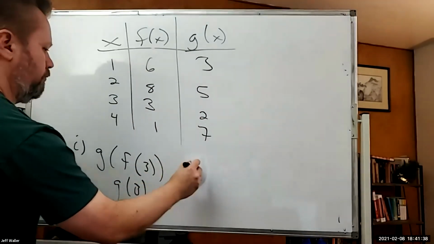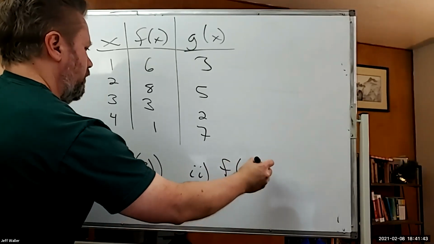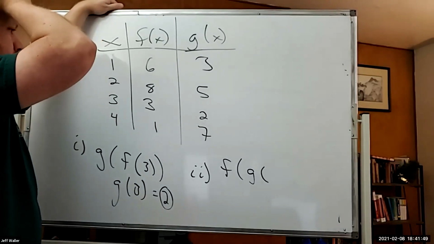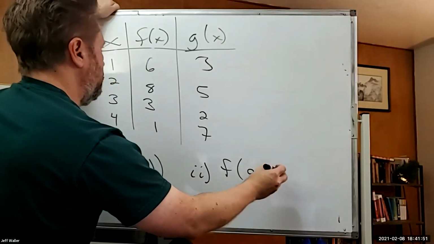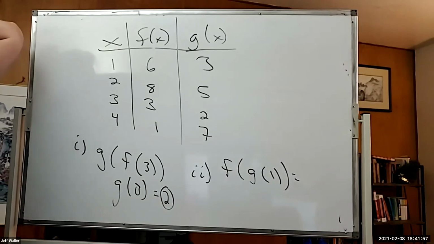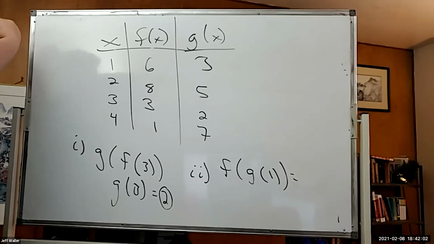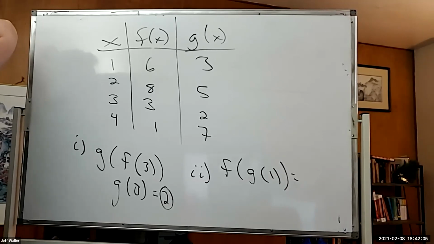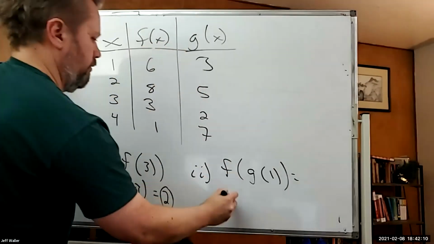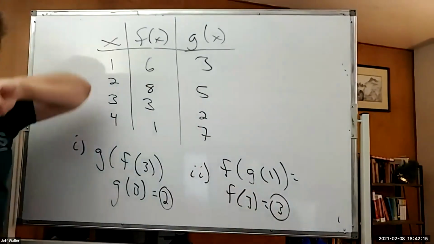So now let me try this. What is F of G of 1? So what's G of 1? 3. And what's F of 3? 3. There you go. Done. Yay.